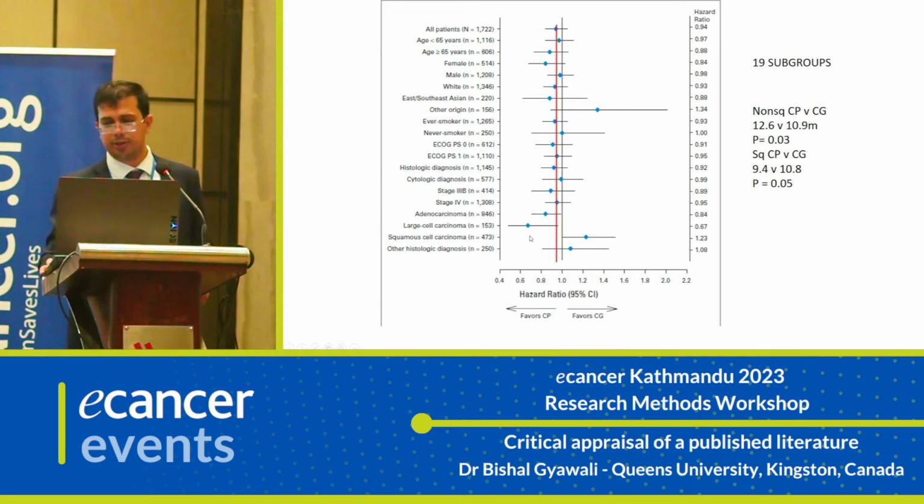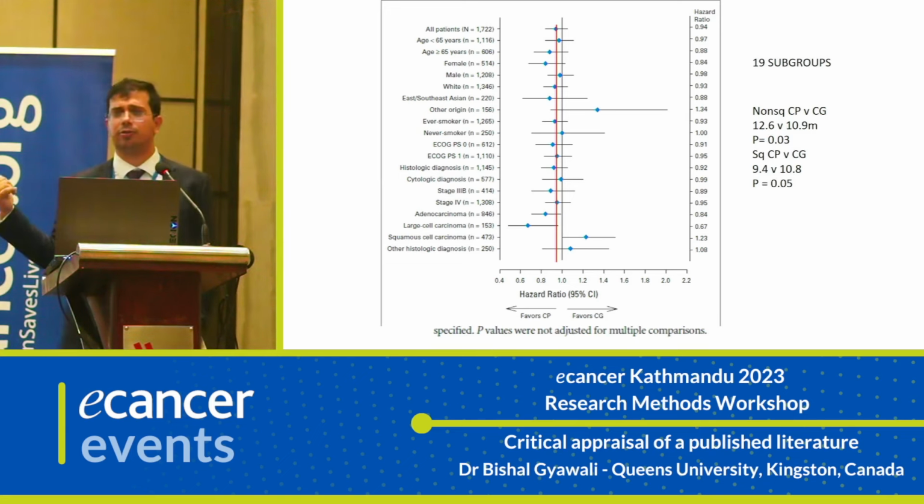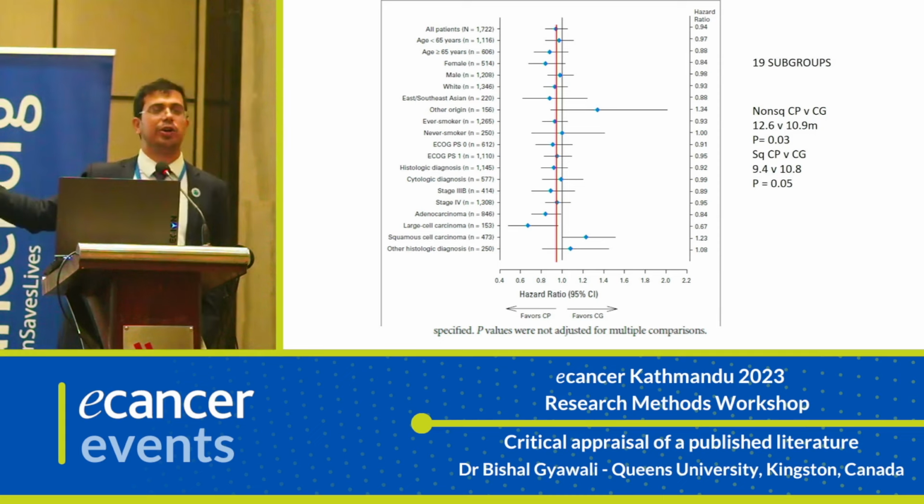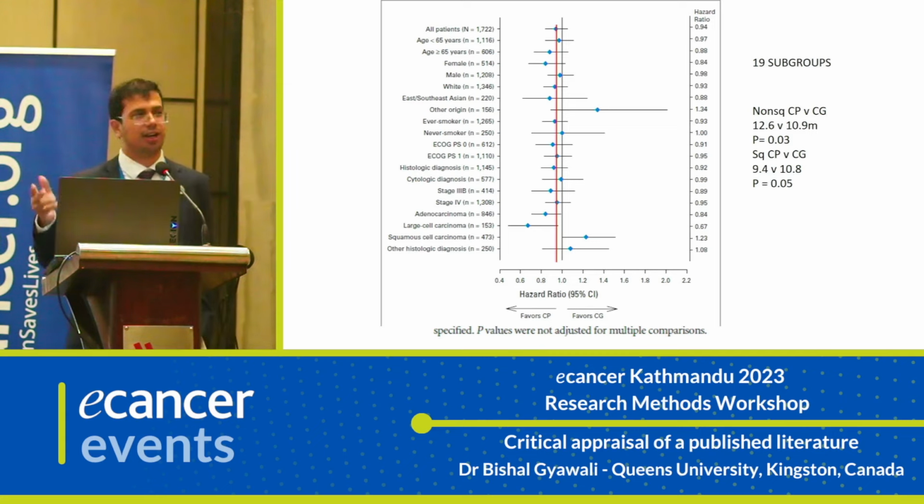And the other one is, over here, there are 19 subgroups. You can't just keep testing in different subgroups. You have to control for that, and you have to pre-specify them. If you do it post hoc, that does not have any weight. You have to pre-specify what subgroups you are going to see. And this paper, it's not the fault of the authors, but the paper clearly mentions that the p-values were not adjusted for multiple comparisons. They say that they did not adjust it, but the guidelines changed.